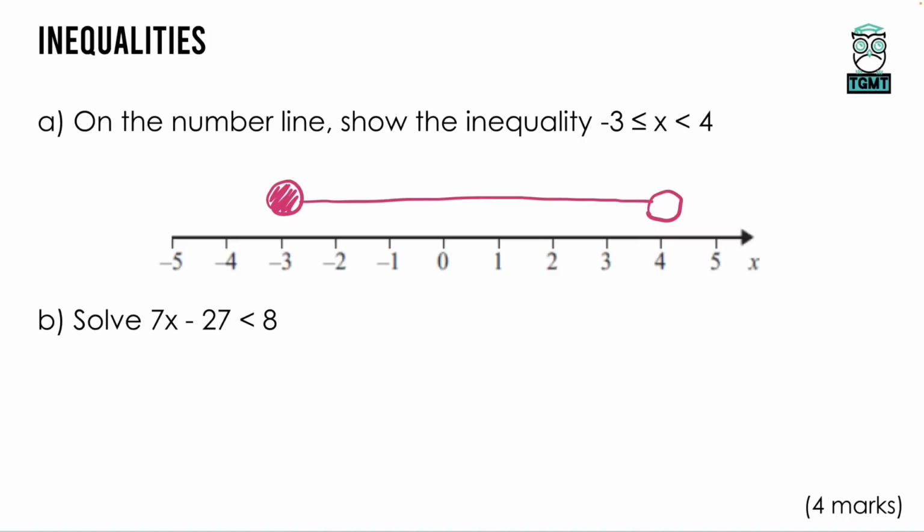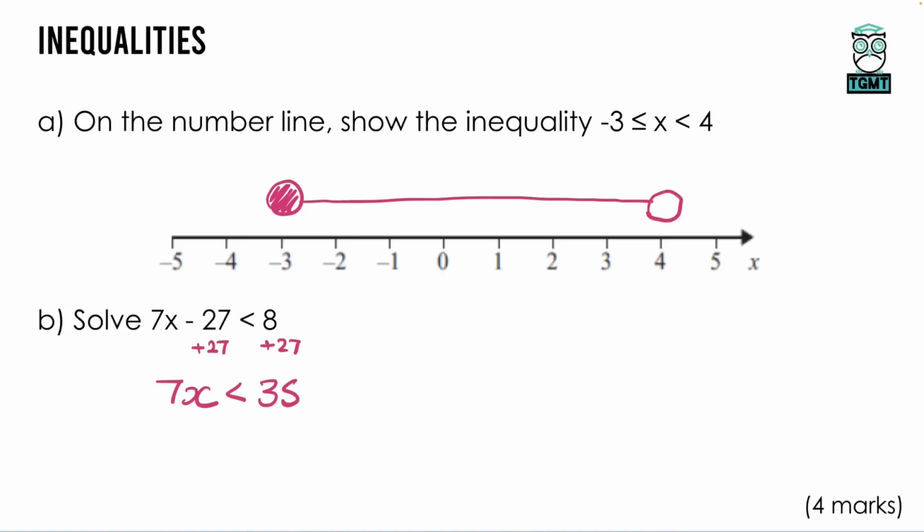For part B, we have an inequality that we need to solve. So in this circumstance, it's pretty much the exact same process as solving equations. We want to figure out what x is less than. So to do that, we want to first get rid of this 27, doing the inverse by adding 27. When we do that, we get 7x is less than 8 plus 27, which is 35.